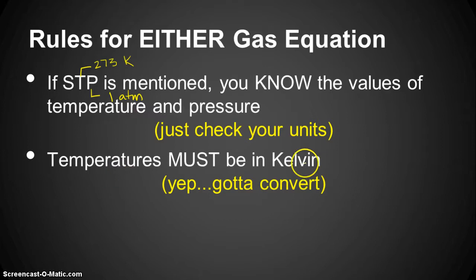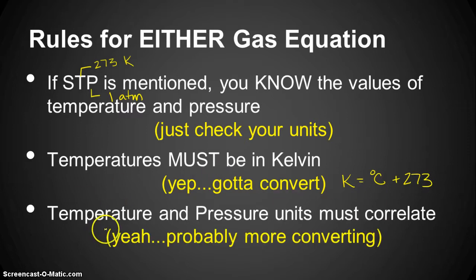Your temperatures must all be in Kelvin. Whenever you're using gas equations, you have to be in Kelvin. So yep, you have to be able to convert from Celsius, but that's easy because Kelvin is just Celsius plus 273. So that's really easy to convert from one to the other. And then the other thing you need to know is that your temperature and pressure units must always correlate. They always have to go together.